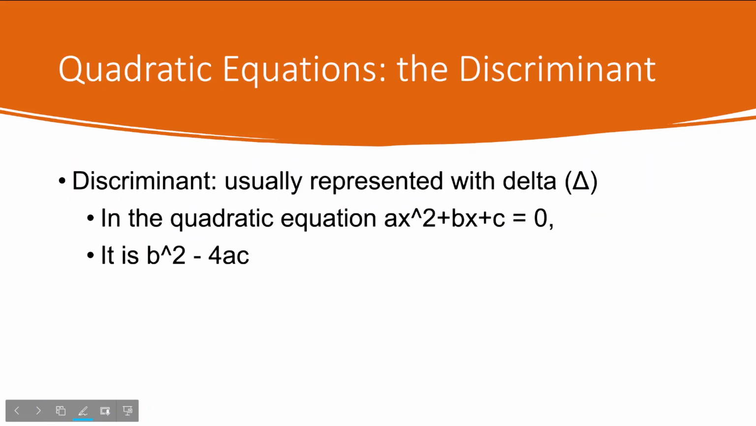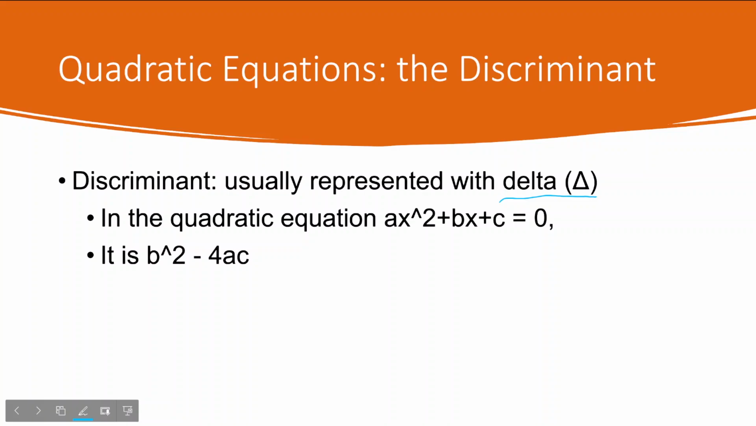Before we move on to how to solve this problem, we have to learn some important information. For this question, it is the discriminant of the quadratic equation. It is usually represented with the Greek letter delta, and in the quadratic equation ax squared plus bx plus c is equal to 0, it is b squared minus 4ac.